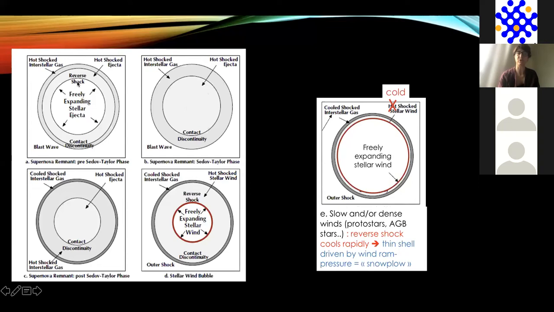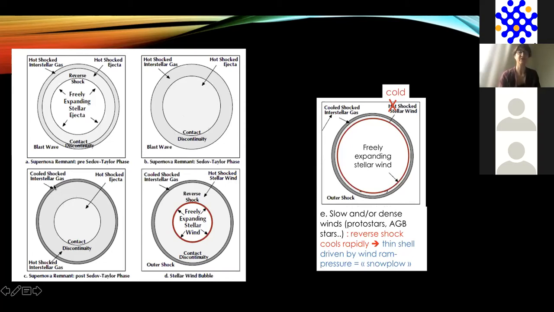So very quickly you build, I don't know if you can see my arrow here, my mouse, when there is this reverse shock that we just talked about, the ejecta are heated to extremely high temperature and they become almost a fireball. And also the interstellar gas is heated to very high temperature. So there is a phase called the Sedov-Taylor phase where everything is super hot and there is almost no radiative cooling loss. And you can solve for the expansion analytically.